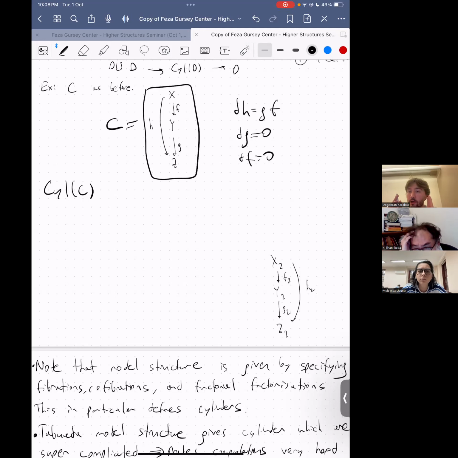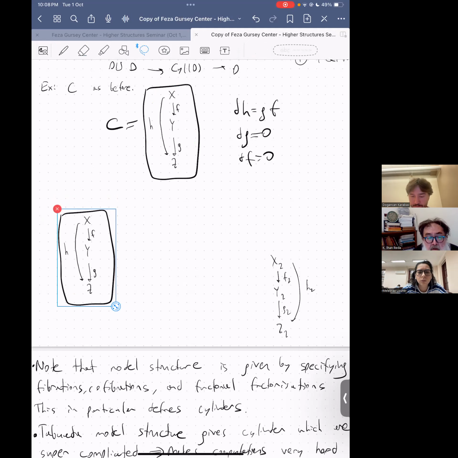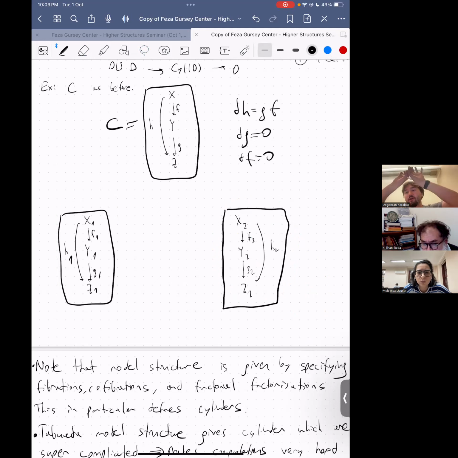You take your category C, take two copies of it. I label them X1, Y1 and so on, because I make one circle, two circles, and put them at the two ends. In category language, take two copies of my category and put them at the two ends.